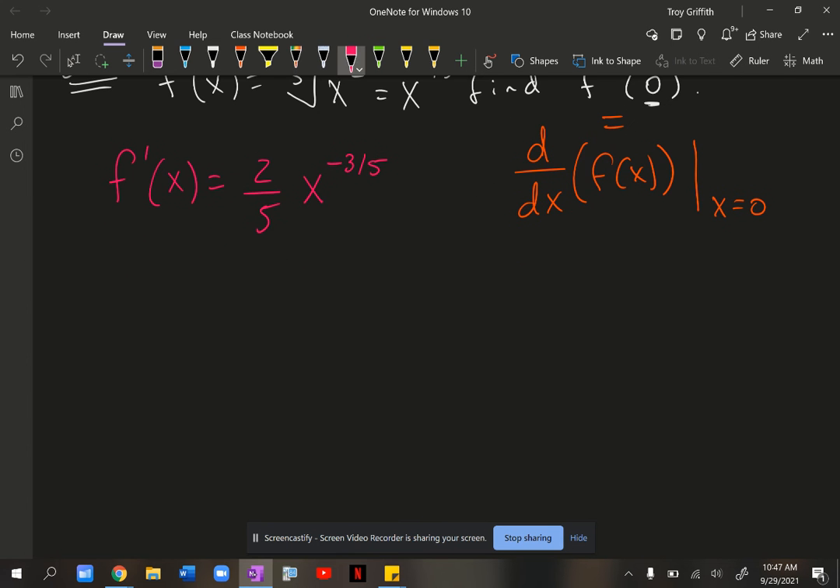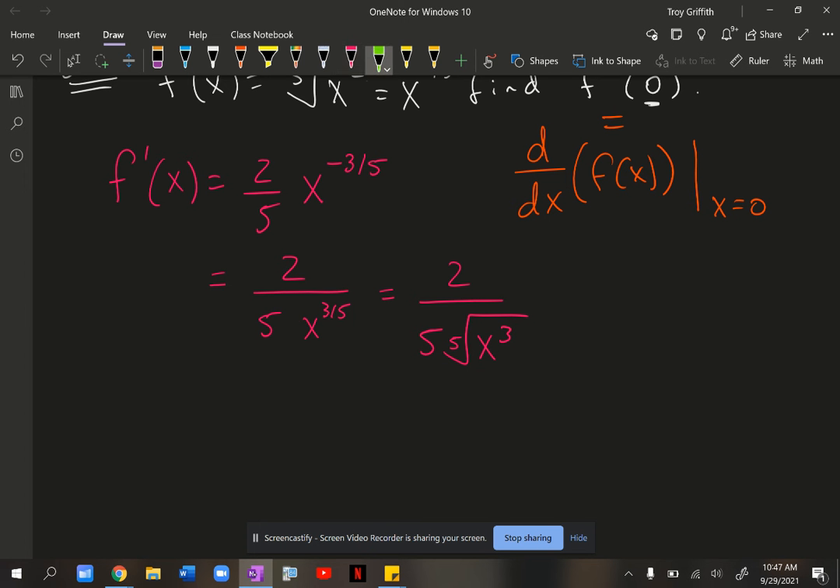So I would accept that as a final answer, but if you wanted to go a little bit further, here's what you could do. You could rewrite this as 2 over 5 times, on the bottom, make this exponent positive, so x to the 3/5. And this is the same thing as 2 over 5 times the fifth root of x cubed, since the bottom number is the root. So here's the derivative of that original function.